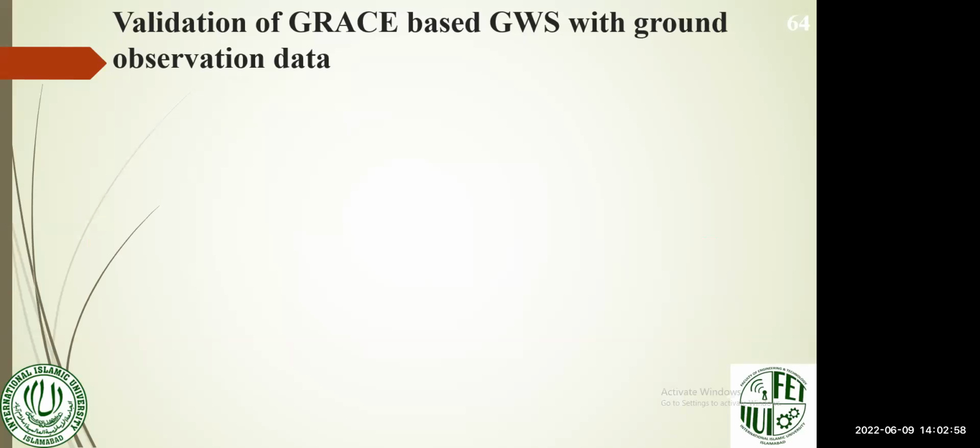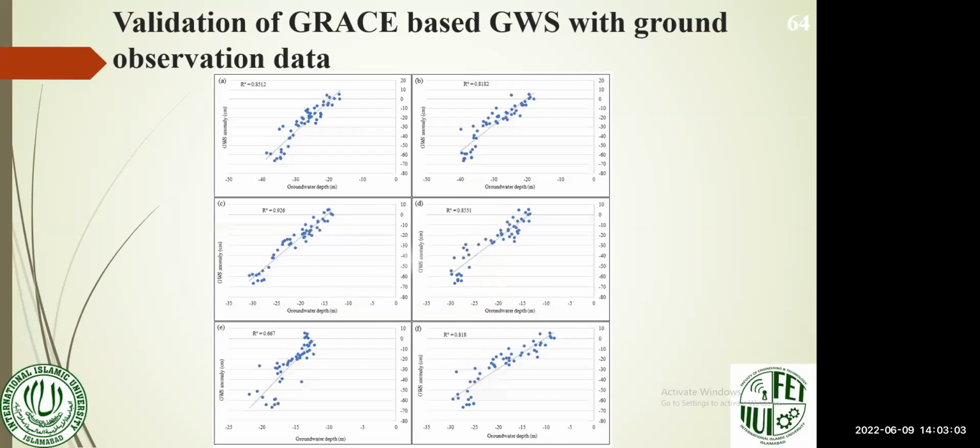The validation of GRACE-based GWS with the ground observation data. So here we have some of the GRACE-based GWS with the ground observation data. So we can see how it's decreasing from one place to another, if we have the GWS anomaly in this direction, and we have the groundwater depth in this direction.